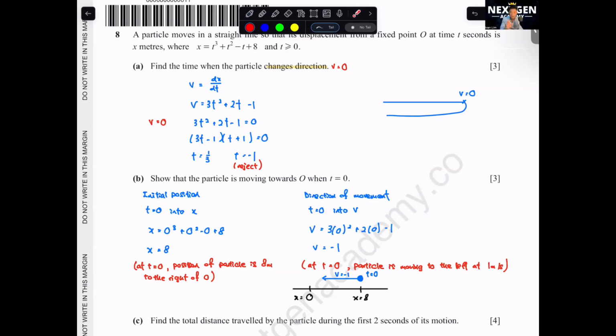Okay, how do we write the explanation for these 3 marks? You don't need to write all this red color part, this is just me explaining to you all. You need to prove the particle is at a positive position, that means to the right of O, and V is negative, so the movement is going towards the left. We can conclude with this sentence: x is positive, v is negative. Therefore, the particle is moving towards O.